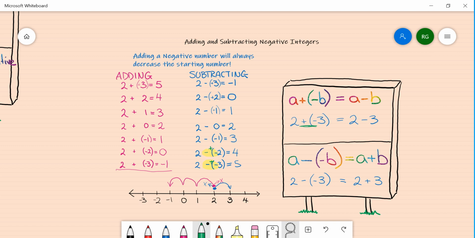Similarly, if we have an A and we subtract a negative value, like we were over here, that is the same as just adding the number. So a negative and a negative make a positive. So you subtract a negative value, it is the same as just adding that value.